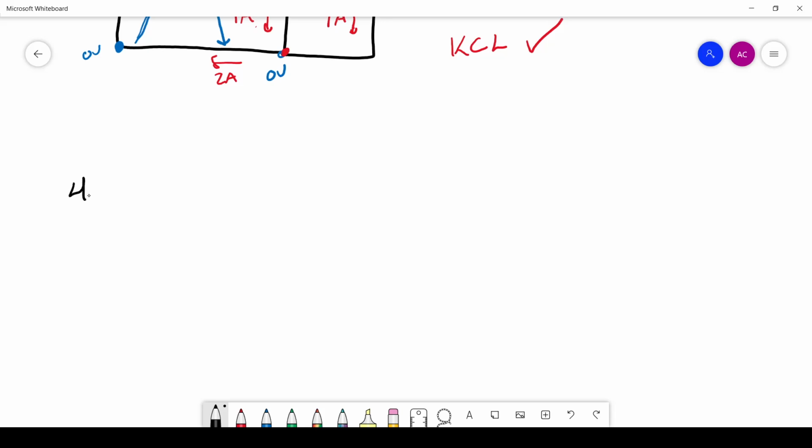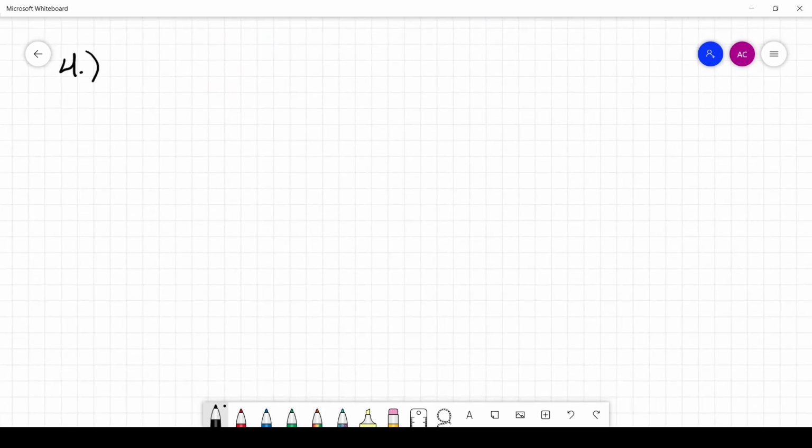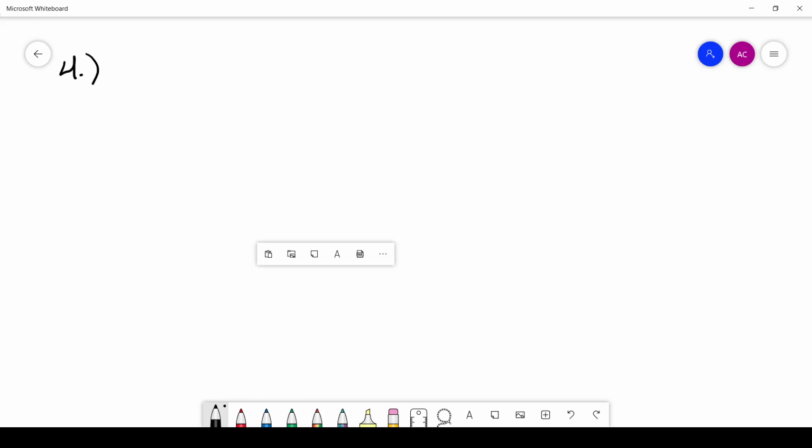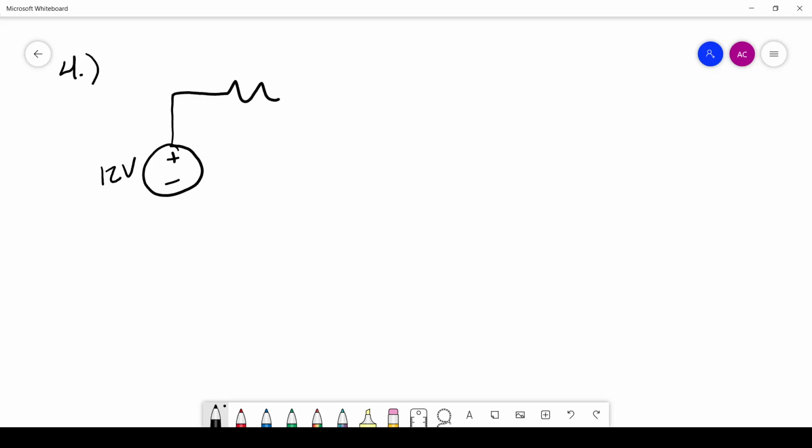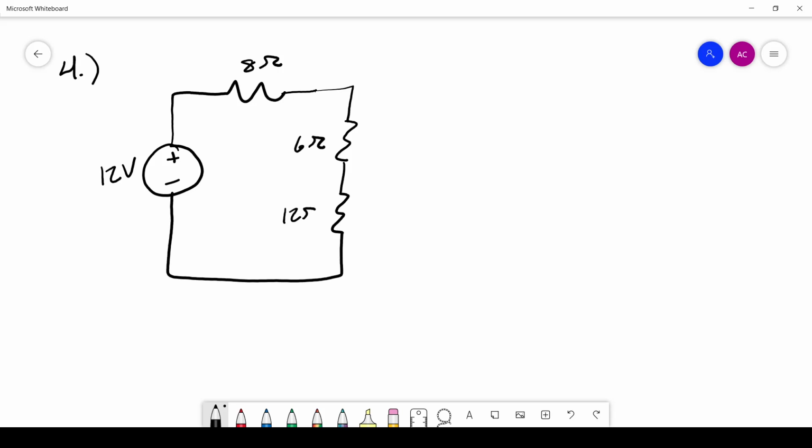I said I had 5 for you, and right now we've only done 3. So let's take a peek at number 4. Number 4, we have a 12 volt source. Then we have an 8 ohm resistor. And then here we have one branch with 2 resistances in series. Those resistance values are 6 ohms and 12 ohms. And then we have a second branch with just a single 6 ohm resistor.